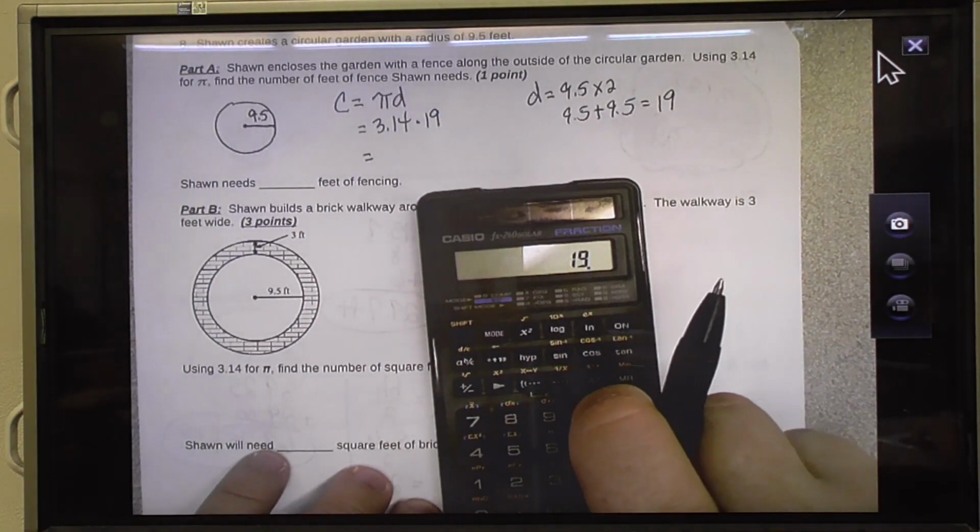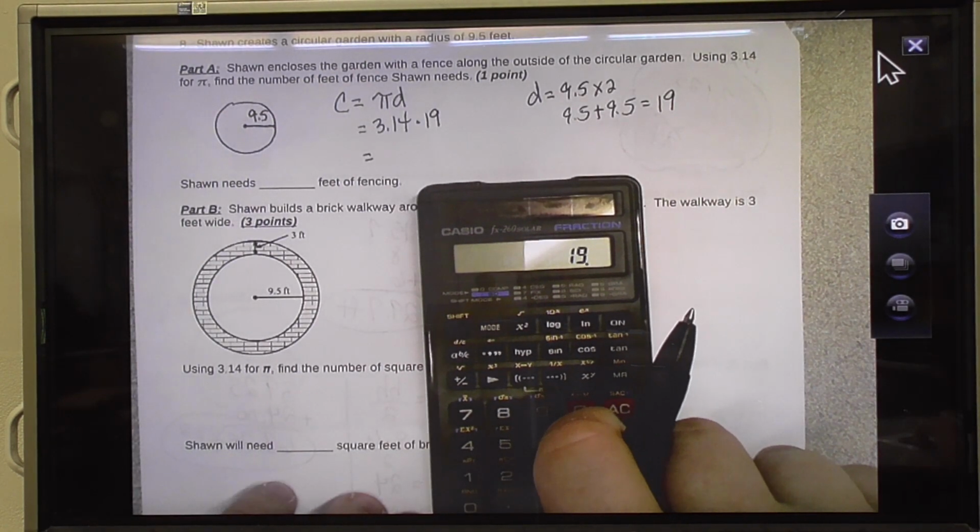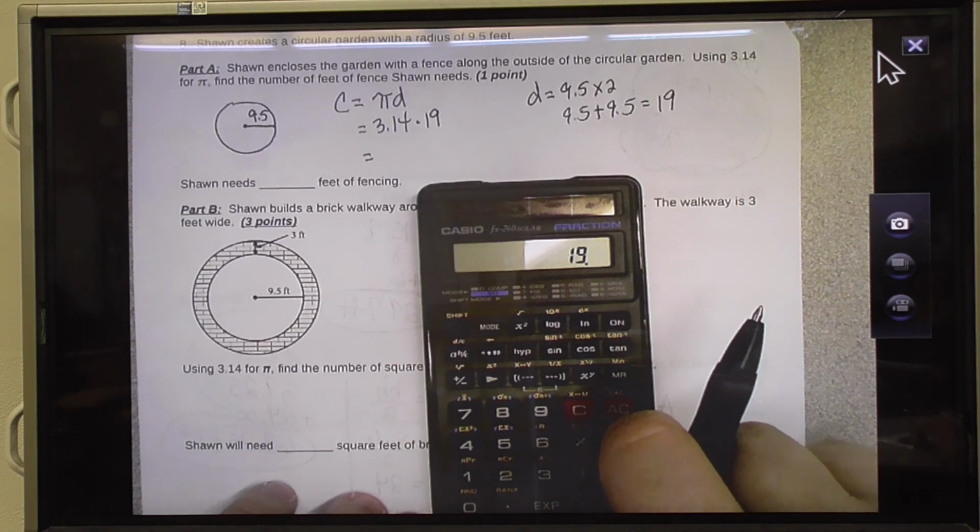Can you move your hand? How am I going to write if I move my hand out of the way?